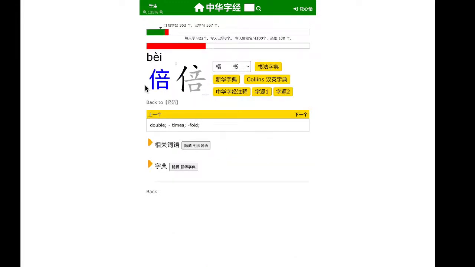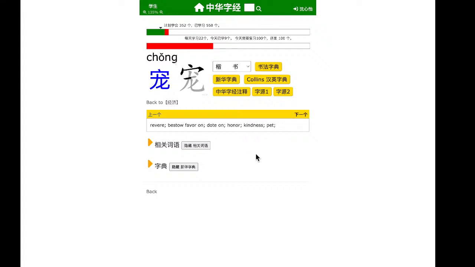Bei. Bei means double. It means times, many times over, or many fold. So if you wanted to say 10 times, you'd say 10倍, like 10 times more. But just by itself, it means double.